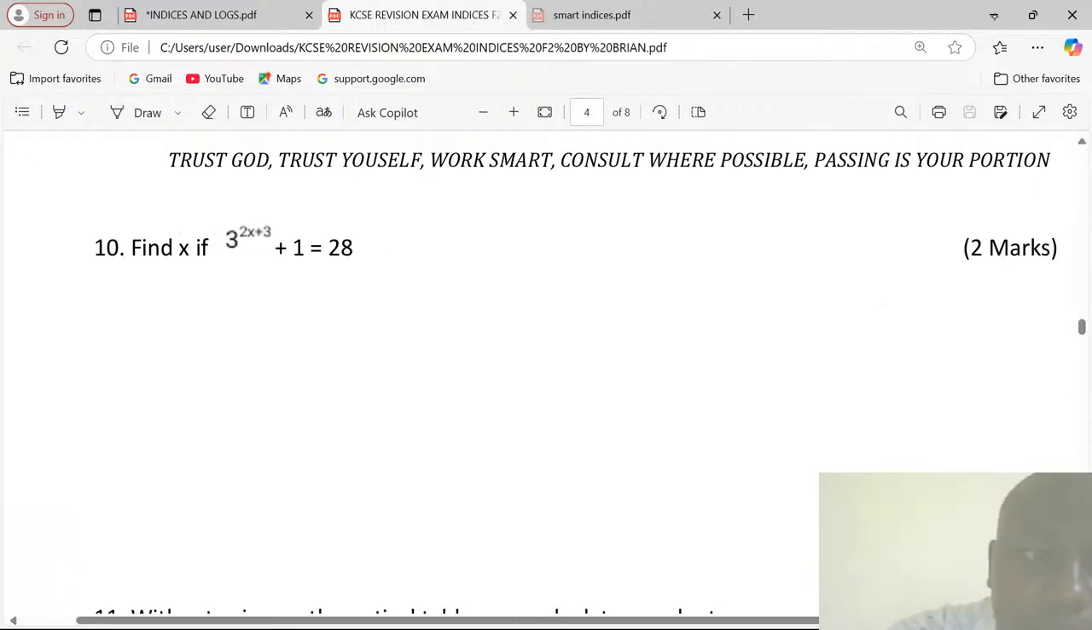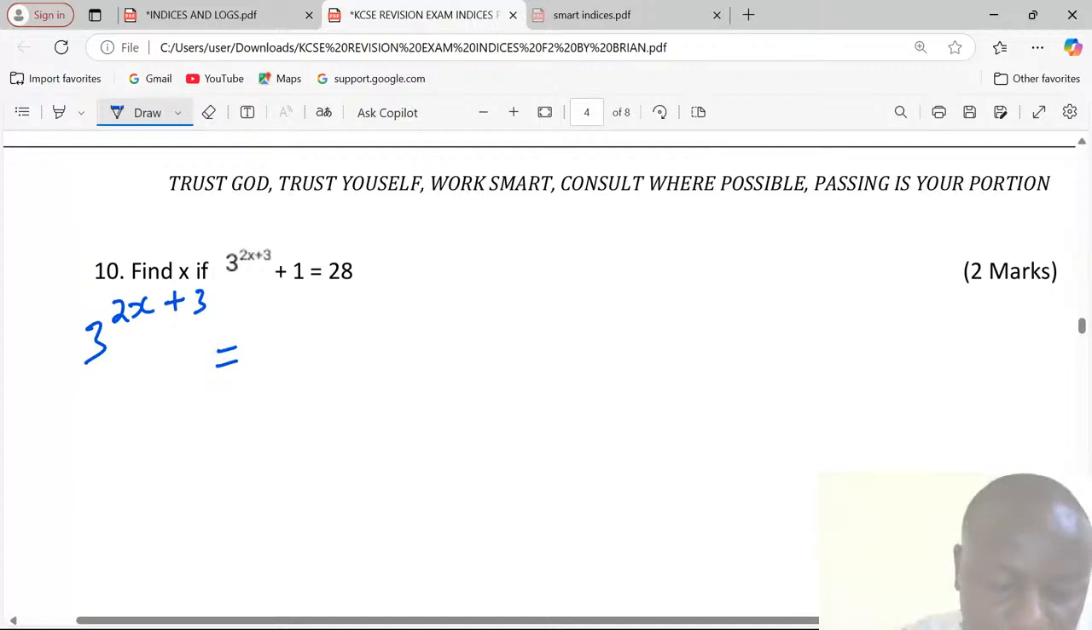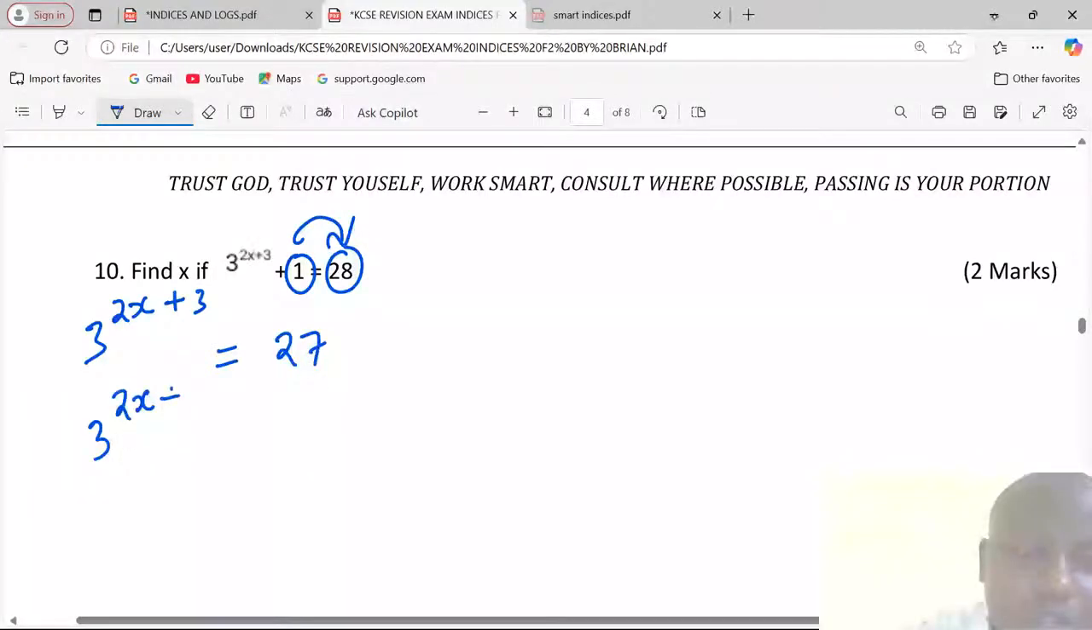3 plus 3 equals, this is plus 1, but we are having a 28 on the other side. Therefore, now we have to put 27 to the 2x plus 3 equals 3 power 3. Now that the bases are the same, we just equate the powers and talk of 2x plus 3 equivalent to 3, so that the value 2x.